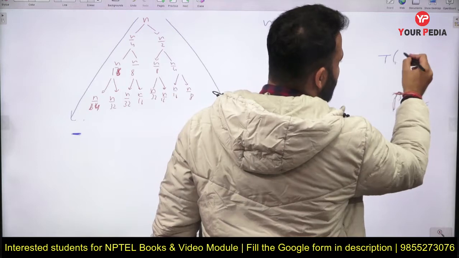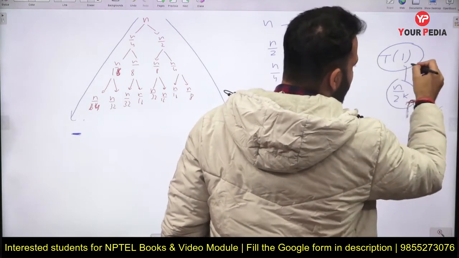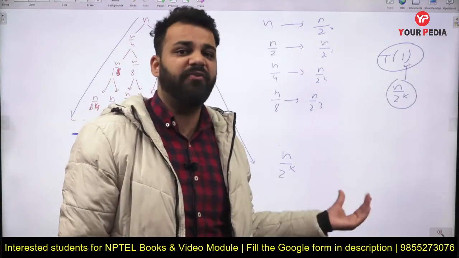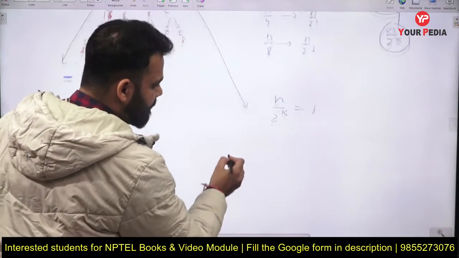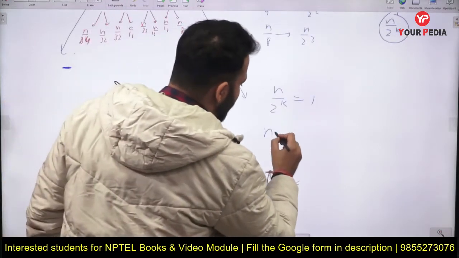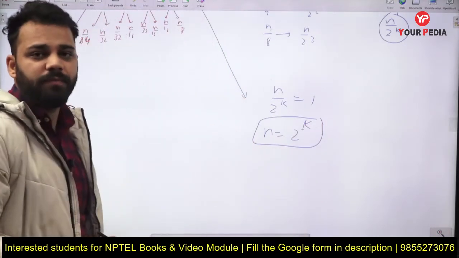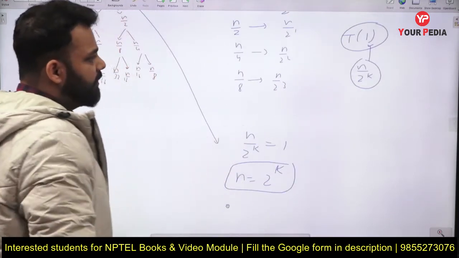That means that you have T of 1, that you have made n by 2 raised to power k equal to 1. So this will stop when n by 2 raised to power k will be equal to 1. So this means n will be equal to 2 raised to power k, you will have T of 1. Now what is k?